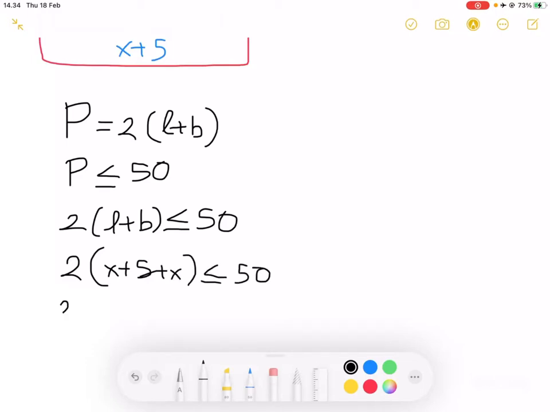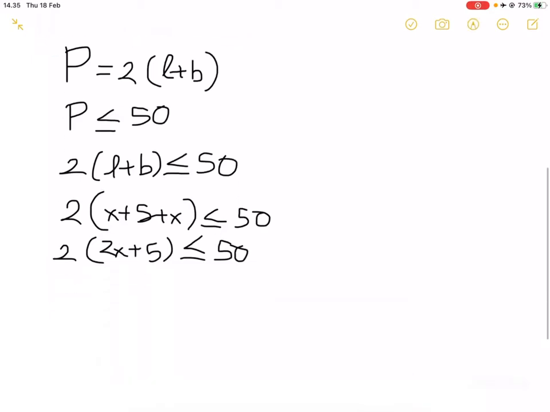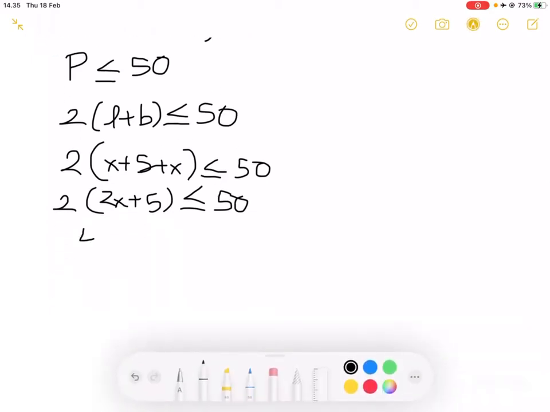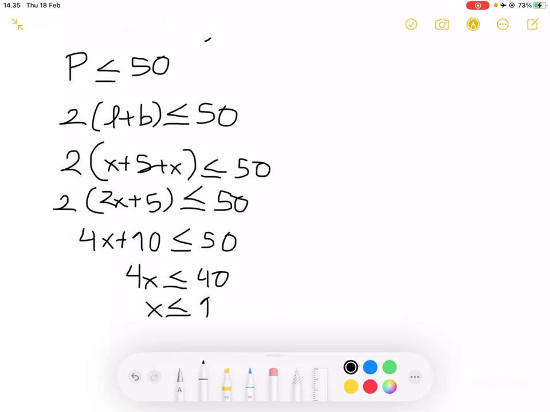And then you can just do the simplification part right here. Expanding this bracket, subtracting 10 on both sides, and then dividing both sides by 4 to get x must be less than or equal to 10. So this is the solution of our inequality.